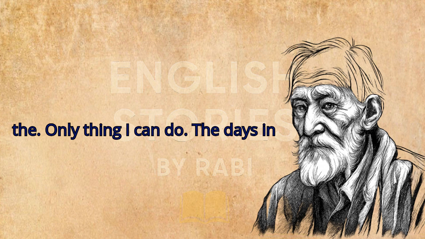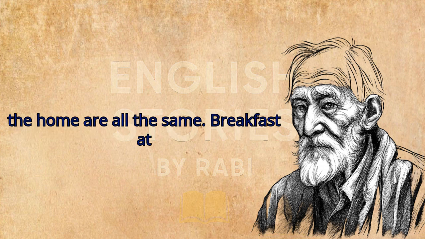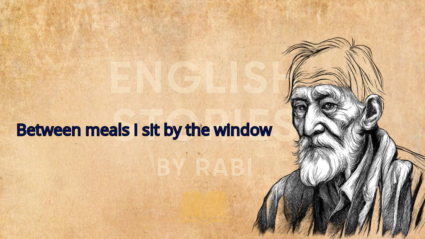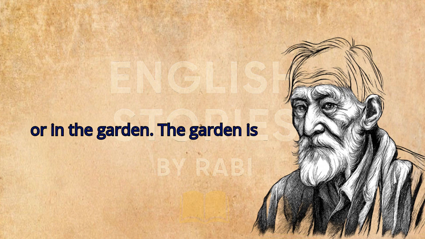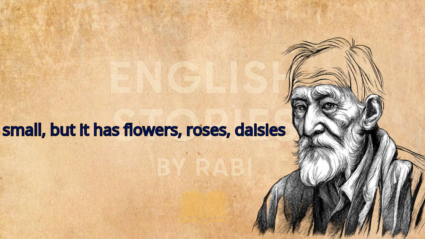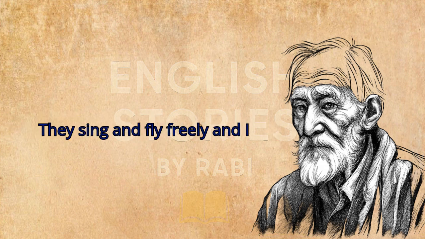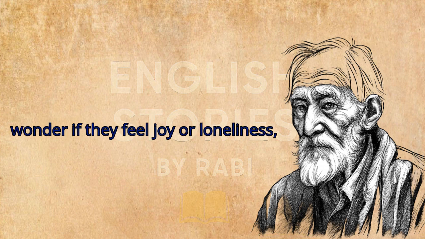The days in the home are all the same: breakfast at 8, lunch at 12, dinner at 6. Between meals I sit by the window or in the garden. The garden is small, but it has flowers, roses, daisies, and tulips. Sometimes I watch the birds. They sing and fly freely, and I wonder if they feel joy or loneliness like me.